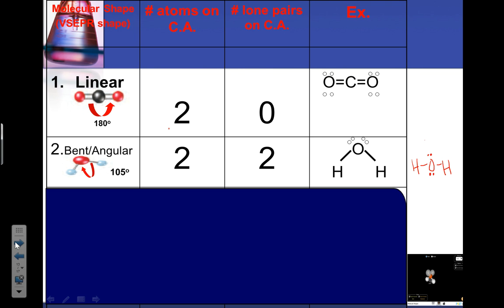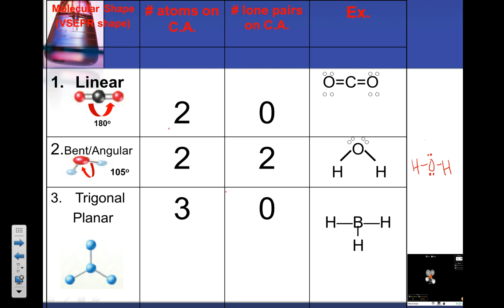Now the third VSEPR shape involves when you have 3 atoms attached to your central atom and no lone pairs.